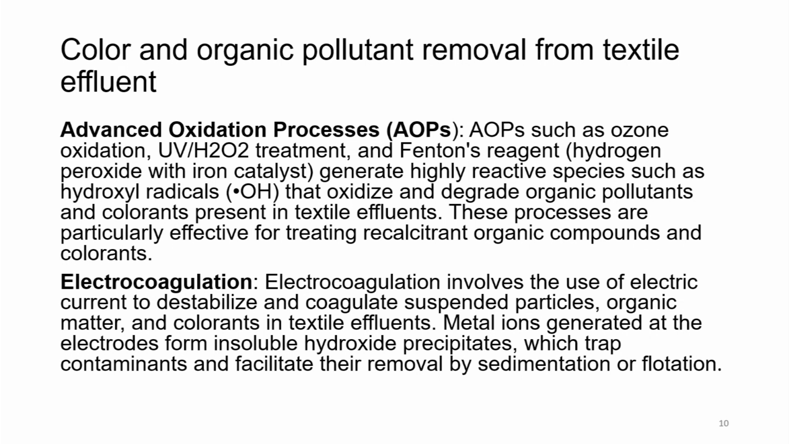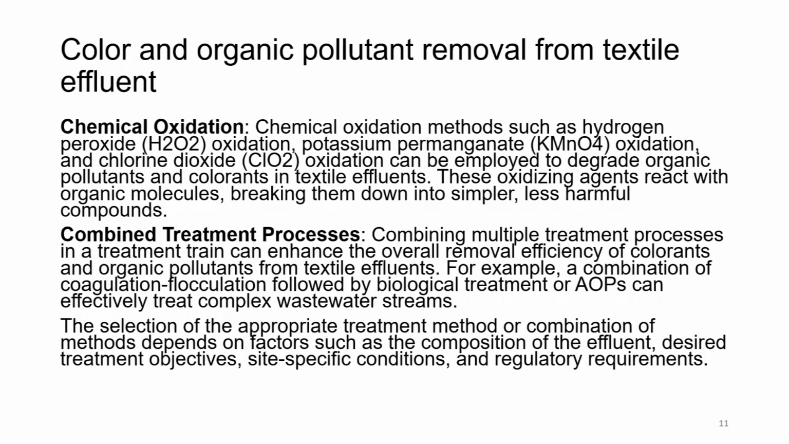Electrocoagulation. Electrocoagulation involves the use of electric current to destabilize and coagulate suspended particles, organic matter and colorants in textile effluents. Metal ions generated at the electrode form insoluble hydroxide precipitates which trap contaminants and facilitate their removal by sedimentation or flotation. So, many new methods we have come across and these are all applied to remove color and organic pollutant from the textile effluent.